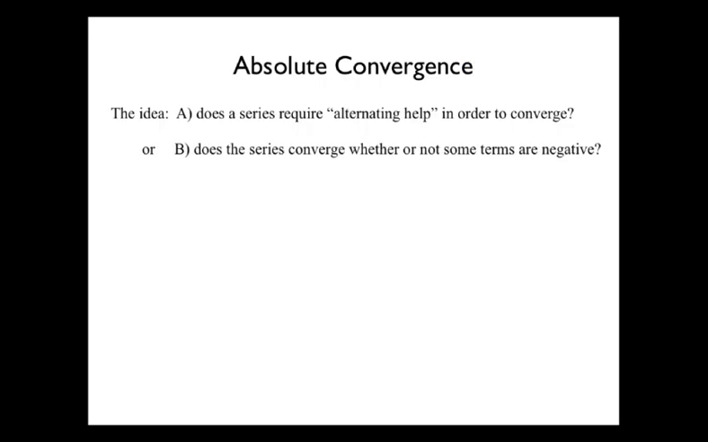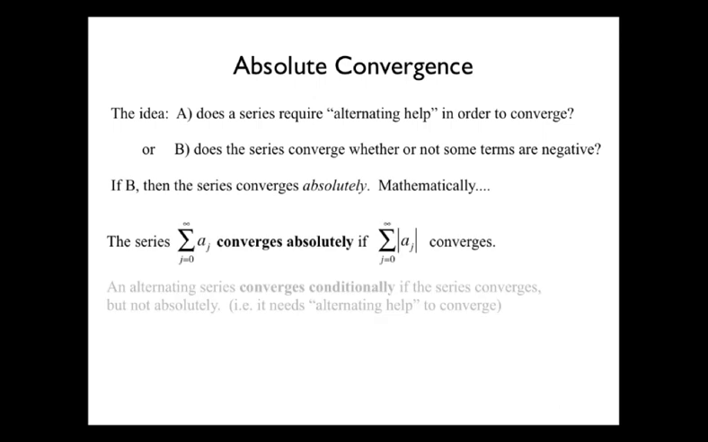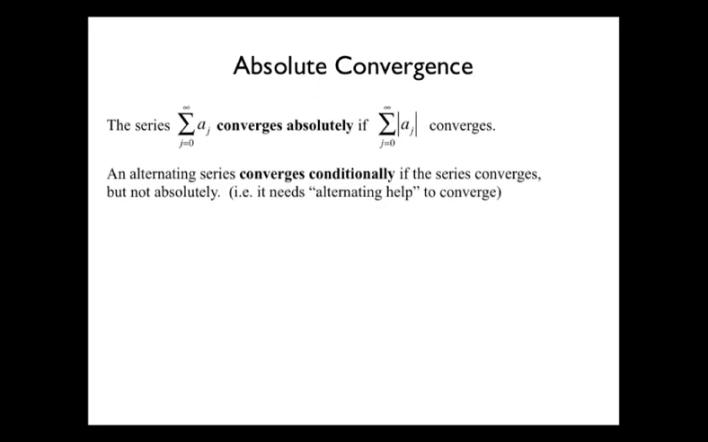What was absolute convergence? Absolute convergence was when a series, whether or not it has the alternating help, will converge. That's what we said, right? If the series converges, whether or not some of the terms are negative, it's called absolutely convergent. And what's it called if it needs the alternating effect to help it converge? That was conditionally convergent. So if you take away the alternating effect and it diverges, and it was convergent before, that's conditionally convergent. All right, so that's what we said, right?